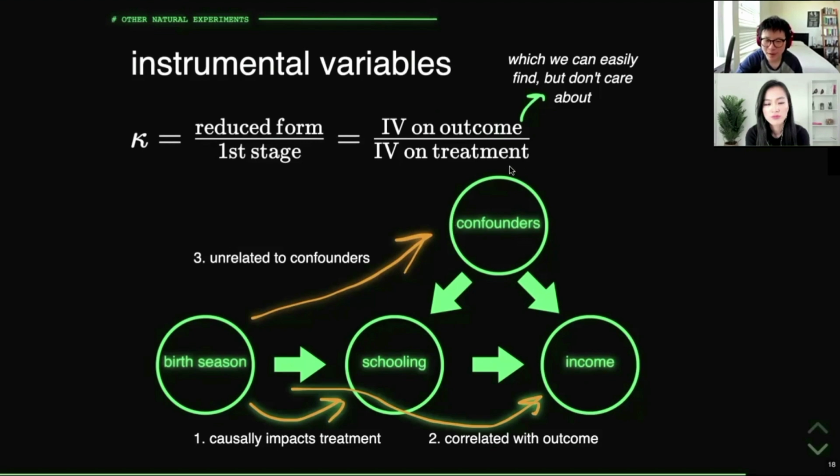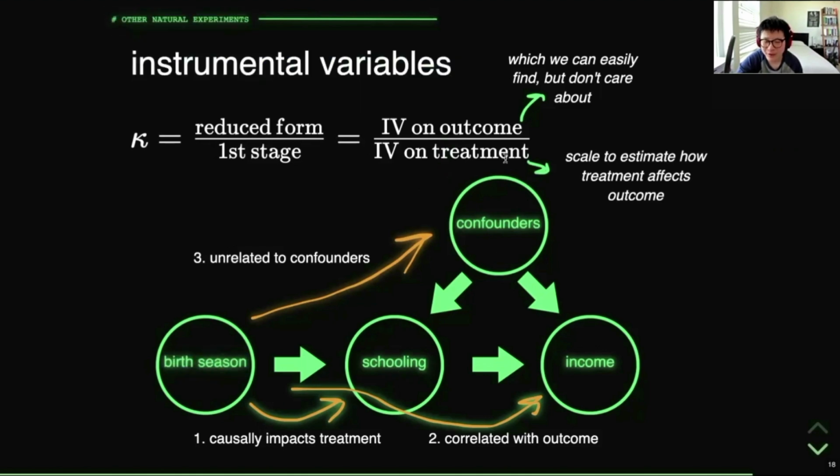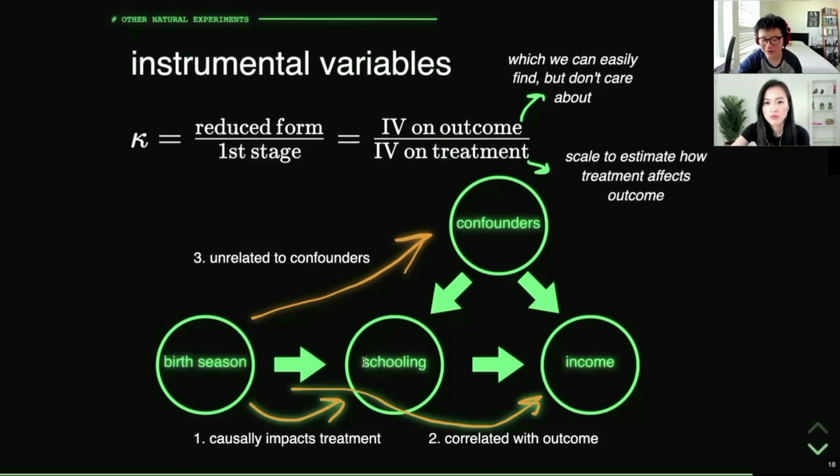So we can use this instrument to estimate how much it impacts the treatment. This is not what it does exactly, but conceptually, you can think of this as using birth season to estimate how long they will stay in school, and then use that to adjust the underestimation that we made in the numerator, so that we get an estimate of how much the treatment affects the outcome.